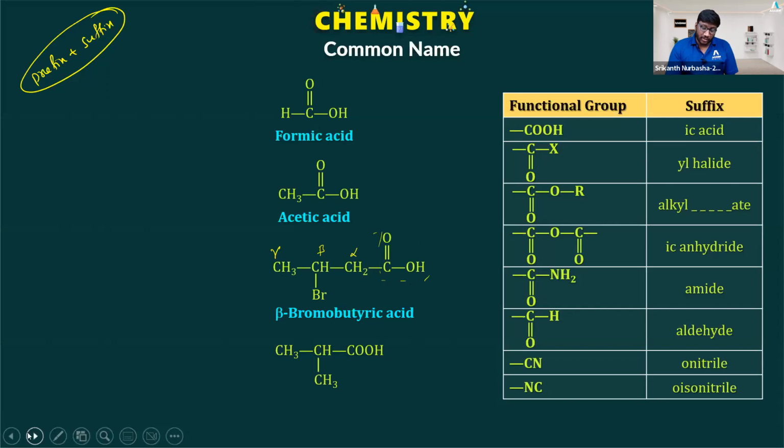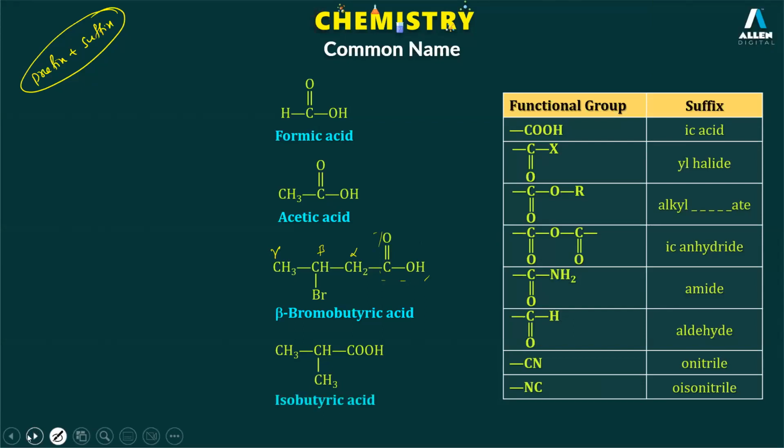CH3 CH CH3 COH. What is this? 1, 2, 3. How many carbons are there? 4. We can use isobutyric acid.